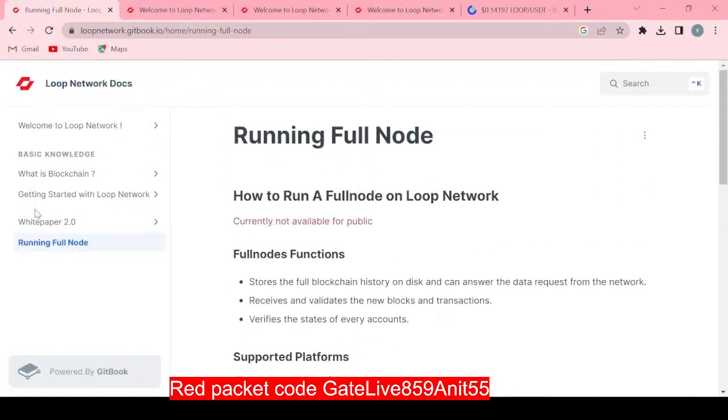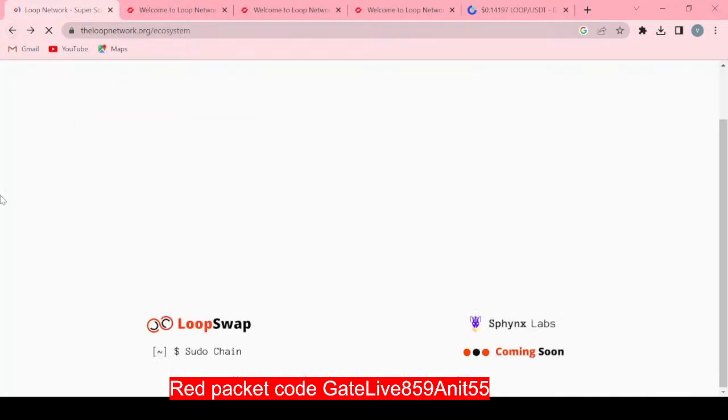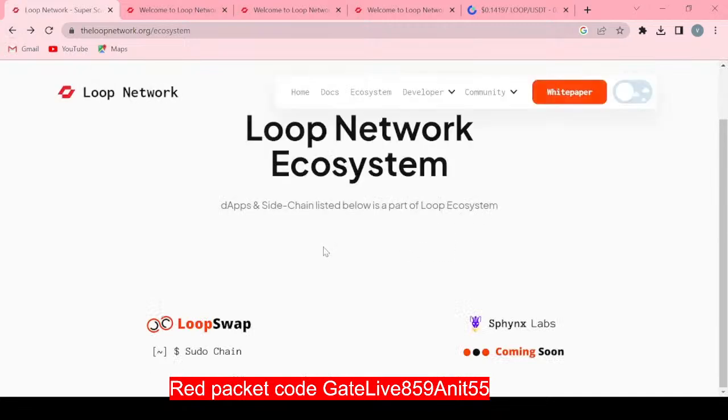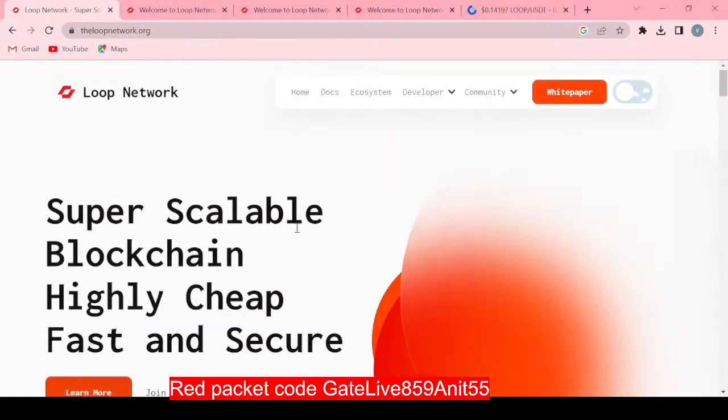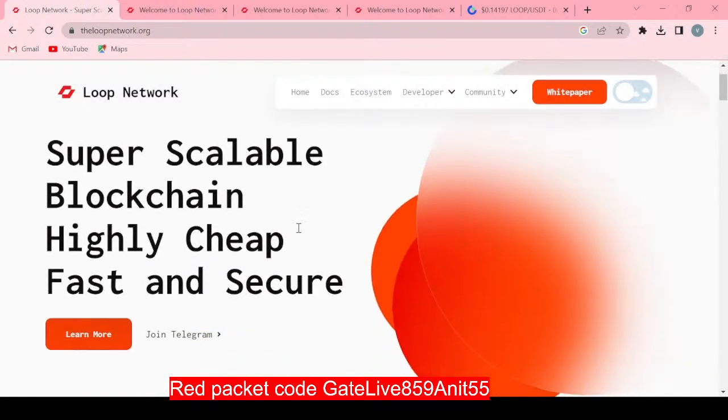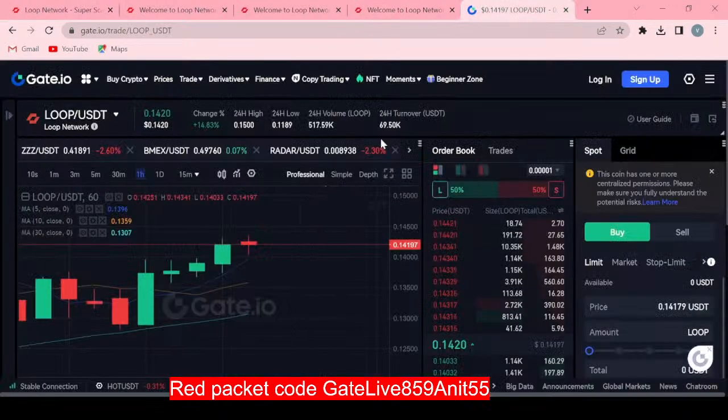So that is running a full node on the loop network. Now we'll have a quick recap of what we discussed. The token value now, let's see the value, is 0.1420. Here the price was increasing.